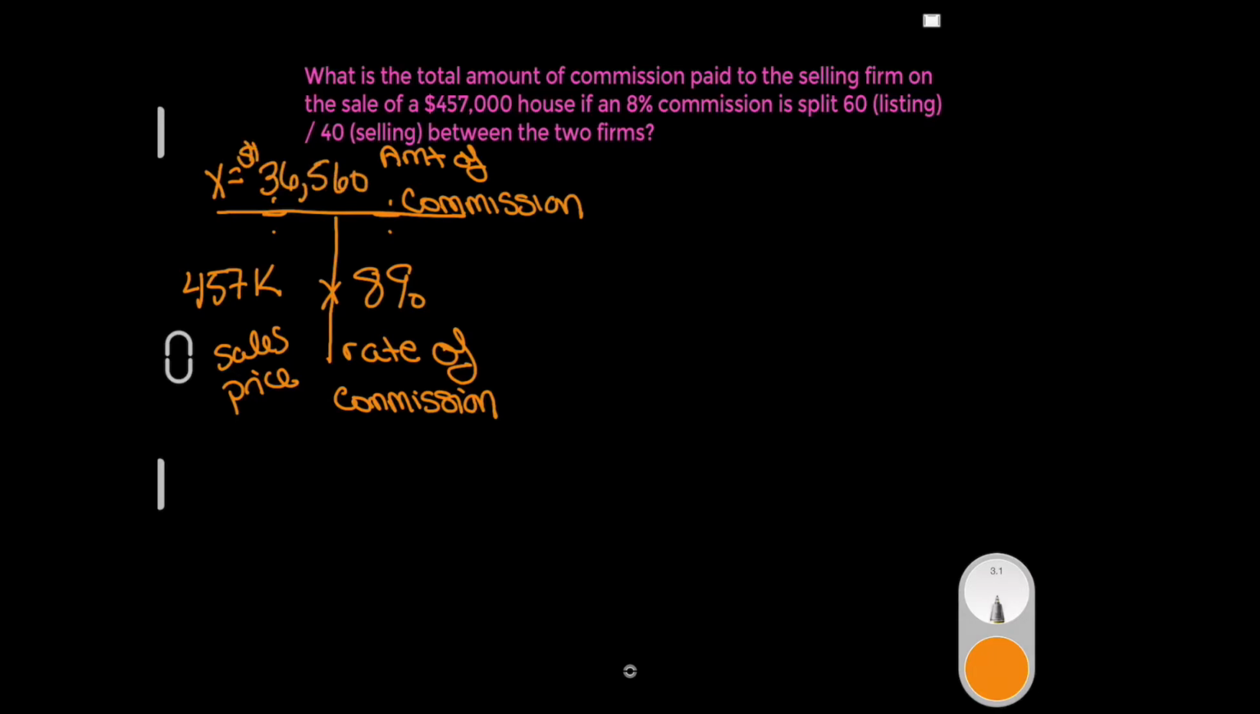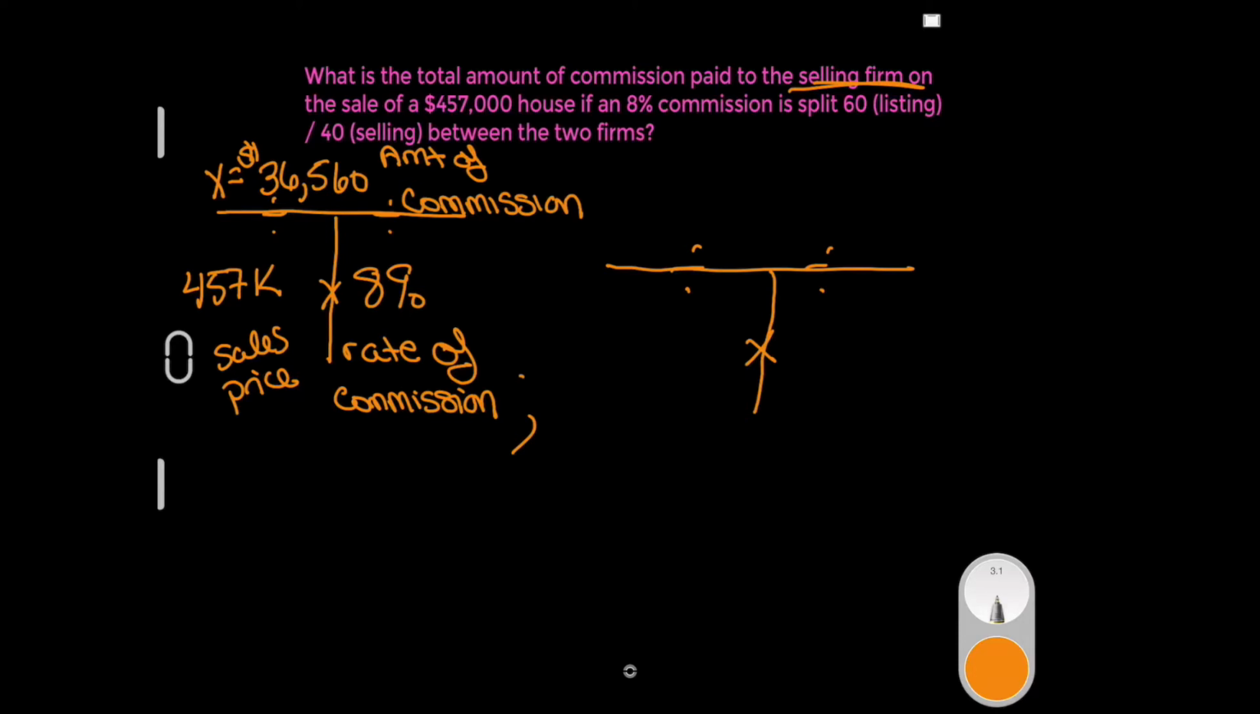$36,560. The problem is asking us for how much the selling firm made, and what we found was the total commission. So when you do a T-bar and it doesn't work, or you figure out that's not what you're actually looking for, then your next step is to make another T-bar. And the same thing happens. The next thing to put in there is the rate.